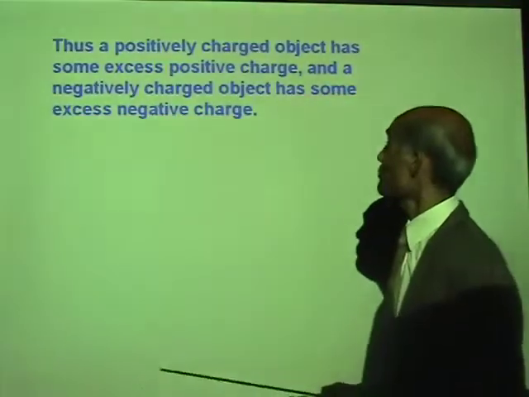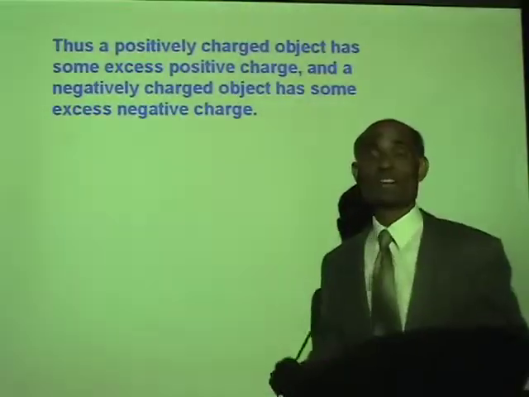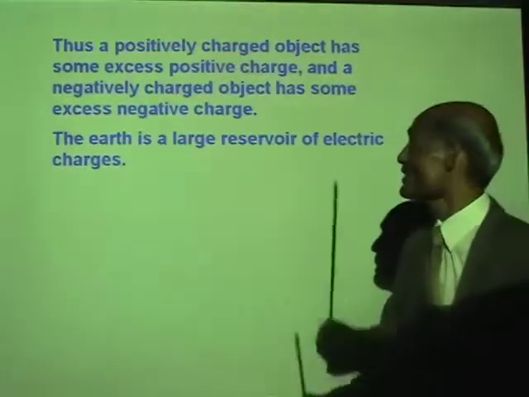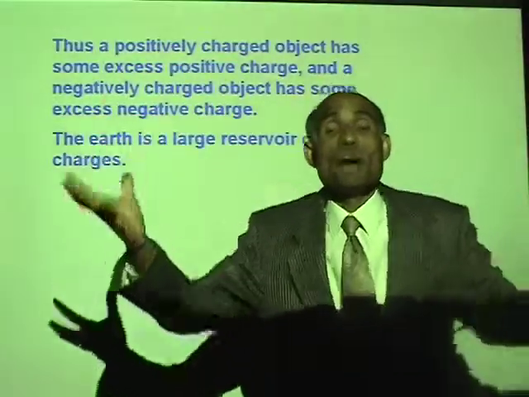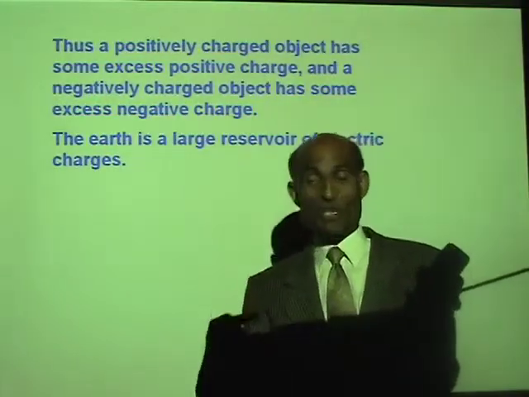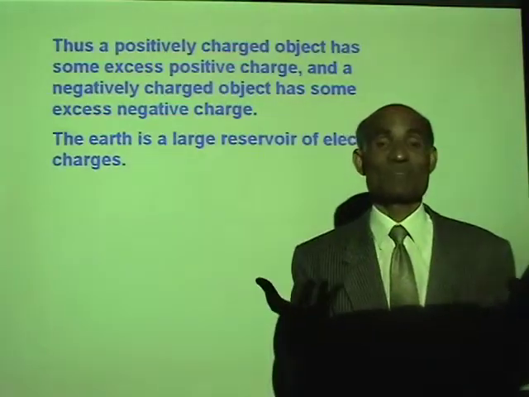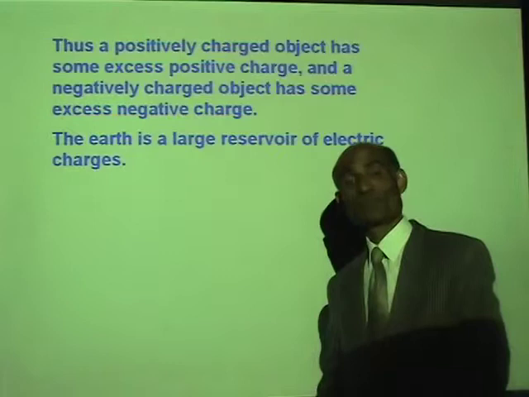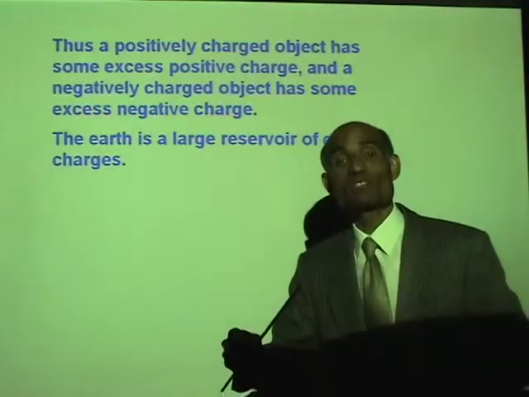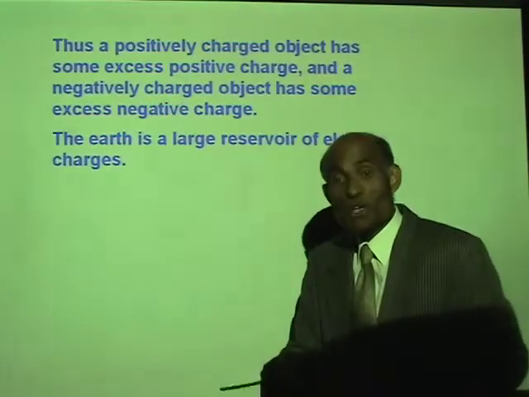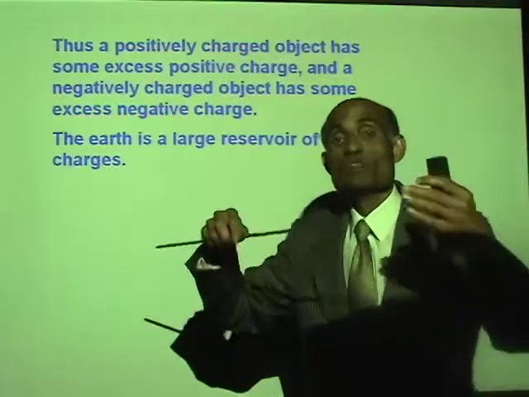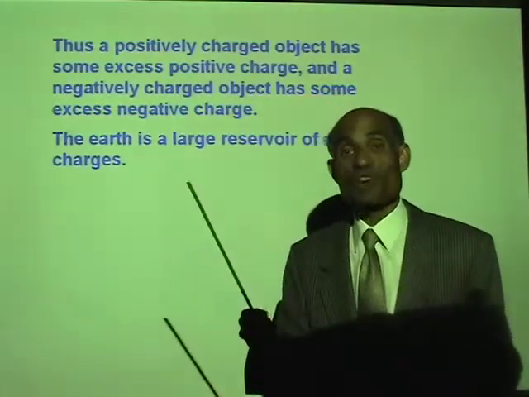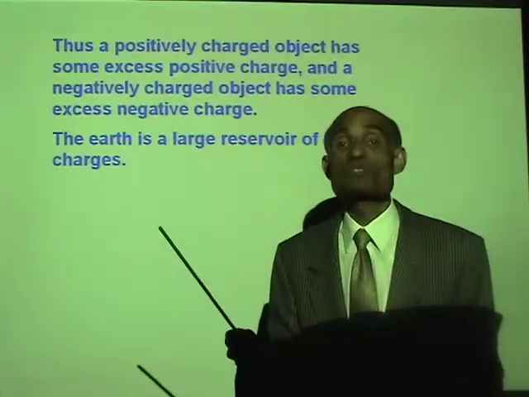So, that means a positively charged object has some excess positive charge and a negatively charged object has some excess negative charge. The Earth is a large reservoir of electric charges. That means no matter how much electric charge an object has, if you connect it to the earth, that object will get neutralized. If a negatively charged object is connected to the earth, the excess negative charges will flow to the earth. On the other hand, if a positively charged object is connected to the earth, negative charges from the earth will flow into that positively charged object, neutralizing all the positive charges. Now, whatever method, the result of connecting a charged object to the ground is that the charged object will get neutralized.